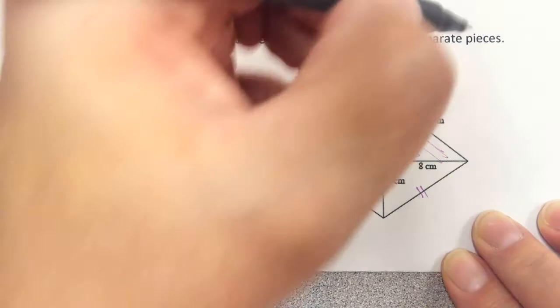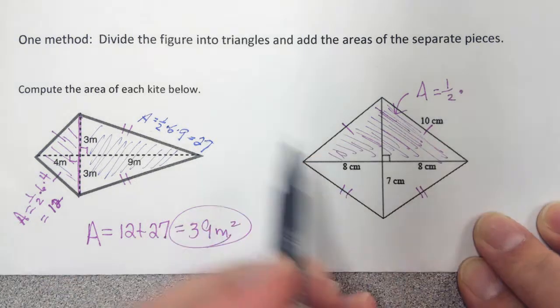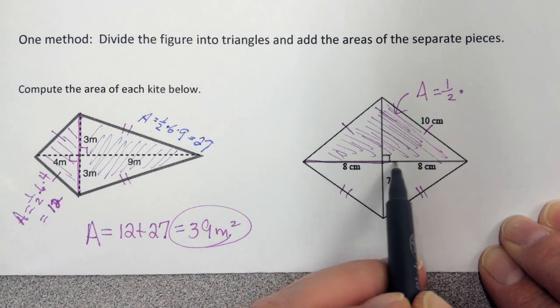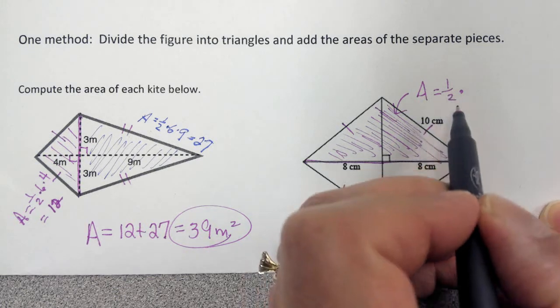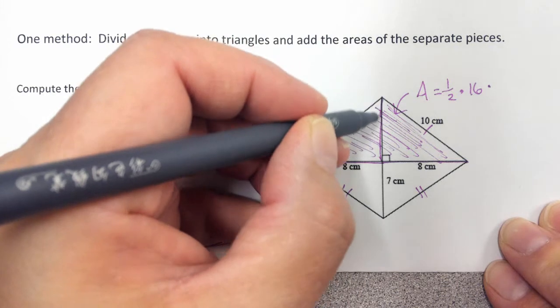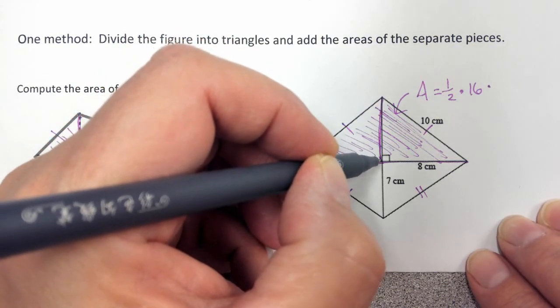Alright, so area equals 1/2 times the base, so all the way across the bottom is 8 plus 8, which is 16, times the height, which makes the right angle at the base. Oh, oops, they didn't tell us that. Now what do we do?